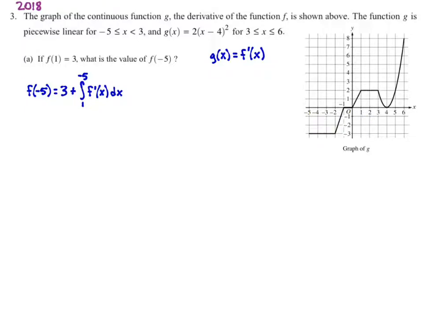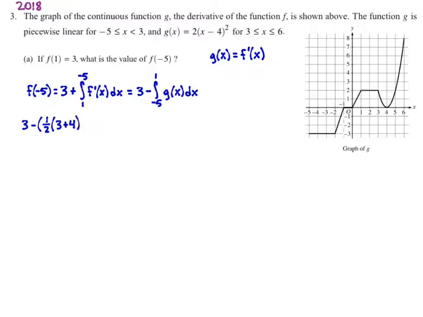So what I'm going to do is flip this integral so that it says 3 minus the integral from -5 to 1 of f prime of x, or in this case g of x dx. That way I'm just moving forward, it makes it a little bit easier. And so we have to find the integral from -5 to 1. Well, to do that, we need to break this into pieces.